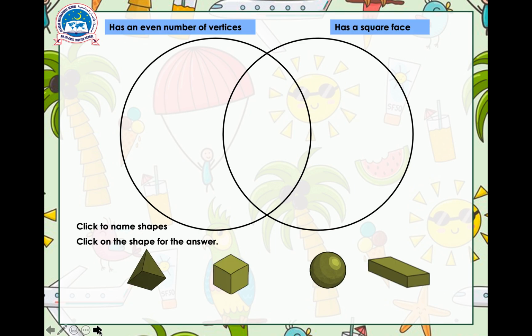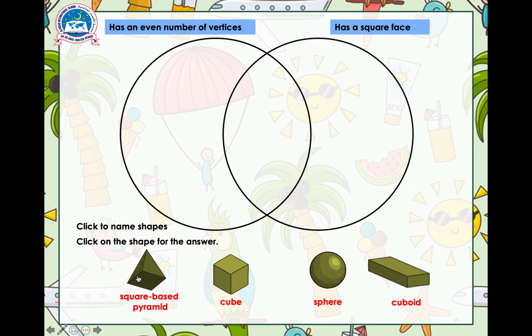Now let's try this one. Here we're going to look at has an even number of vertices. Even numbers means it has 2 or 4 or 6 or 8 vertices. And here it has a square face. So let's look at these shapes over here.